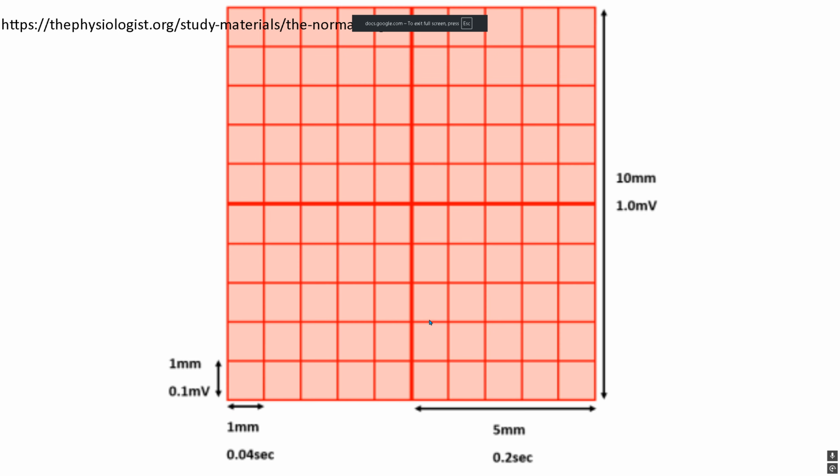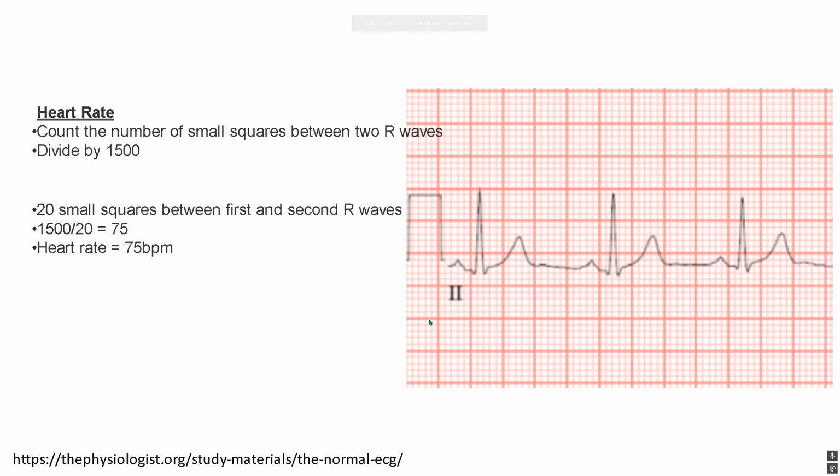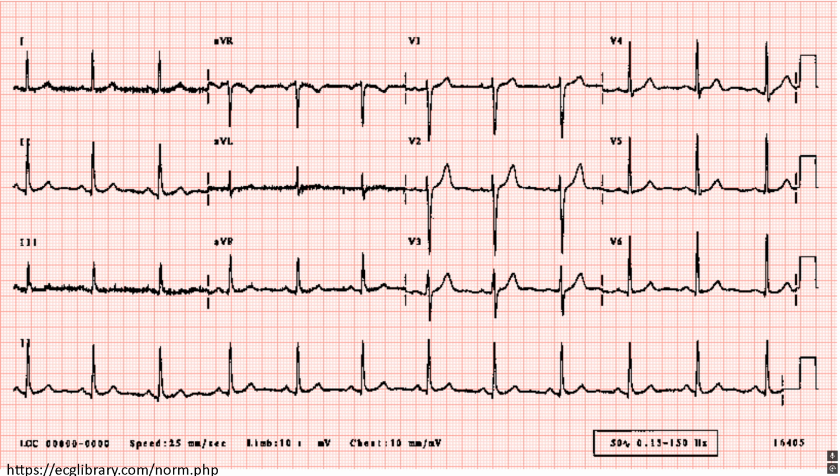But I mean, these tricks are cool for tests and stuff like that. But in real life, the machine gives you the numbers. Just use those numbers. But be cautious because the machine can't think for itself. Sometimes if there's very tall T waves, the machine gets confused and counts those as R waves. So always be smarter than the machine. Okay.